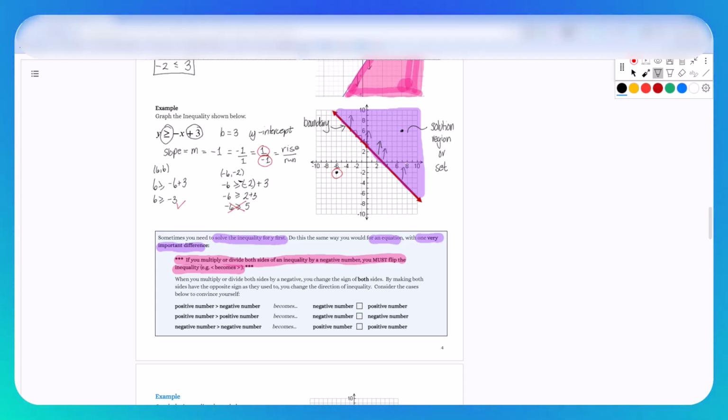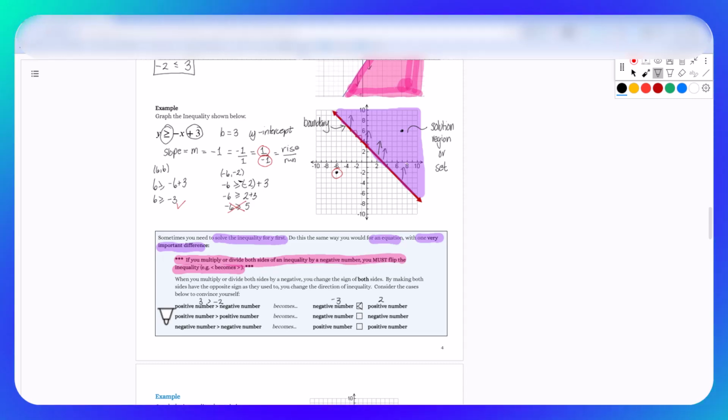For instance, let's say we have a positive number that's greater than a negative number. Let's say 3 is greater than negative 2. And if we multiply both sides by negative 1, well, that gives us negative 3 and positive 2. Now negative 3 is no longer greater than positive 2, so we have to change the sign.